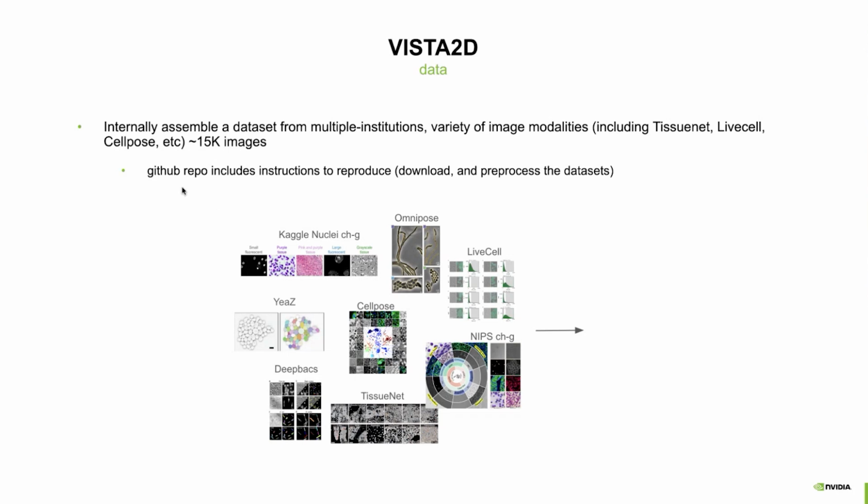And in our GitHub repository, we actually show the exact steps to reproduce it. So you can re-download all these data sets, and there's code to pre-process these data sets so that then you can run VISTA-2D to train directly. We also have our own pre-trained weights if you just want to use the pre-trained weights right away.